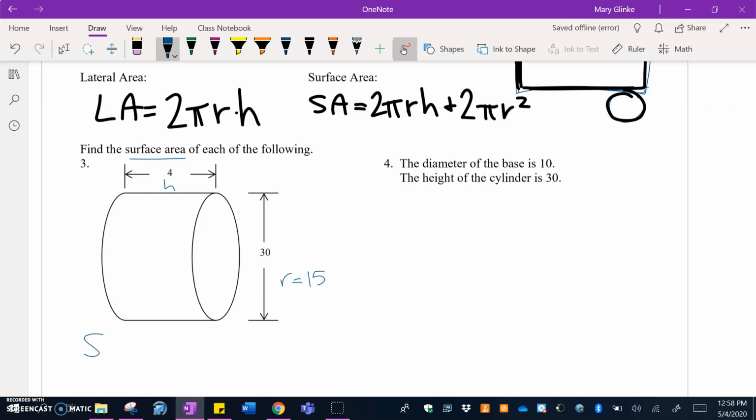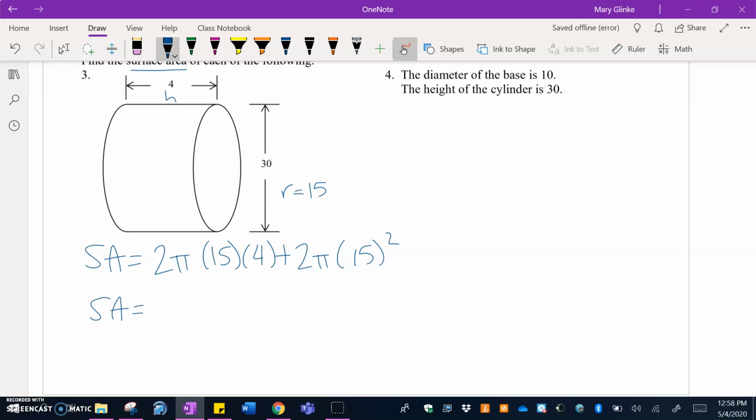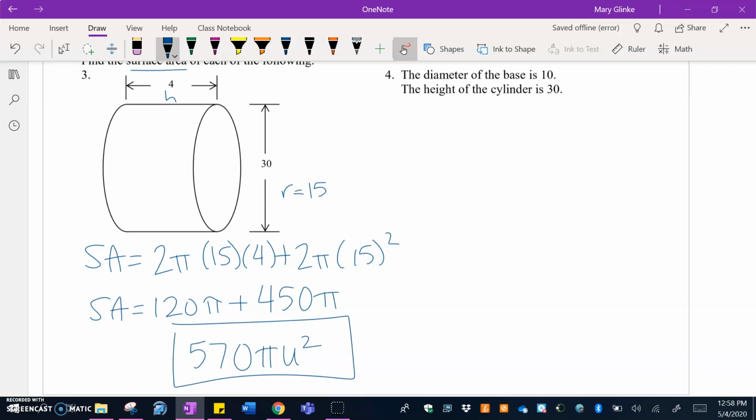So my surface area is going to be 2 pi r h plus 2 pi r squared. That should be a 15 squared. Then we're going to simplify these, multiply things, and add them together. We would get 120 pi plus 450 pi, and we would add those together to get 570 pi units squared. Or if we needed an approximate answer, we would use the pi button on our calculator to get 1790.71 units squared.